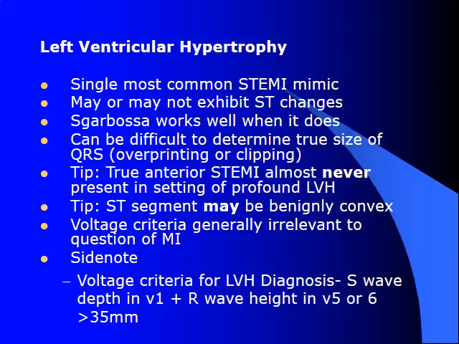The voltage criteria is generally irrelevant to the question of MI, and what we're talking about here is the diagnosis of LVH. To diagnose it, you'll take the S wave depth in V1 plus the R wave height in V5 or V6, whichever one's bigger, and add those together. If it's greater than 35 millimeters, then you have left ventricular hypertrophy.